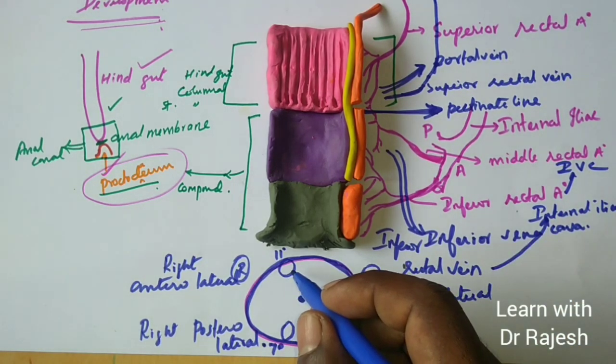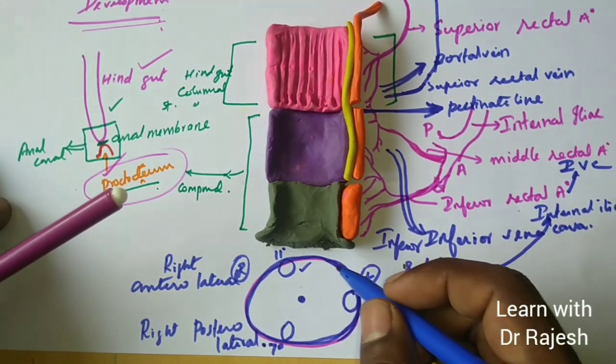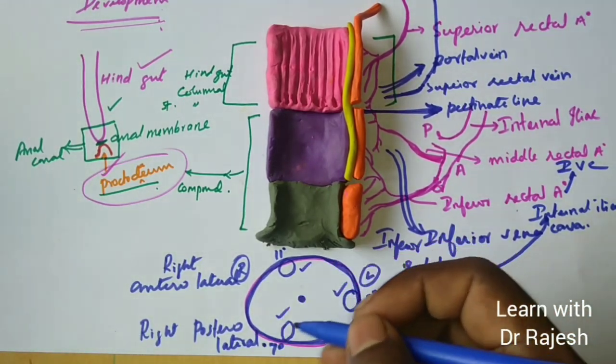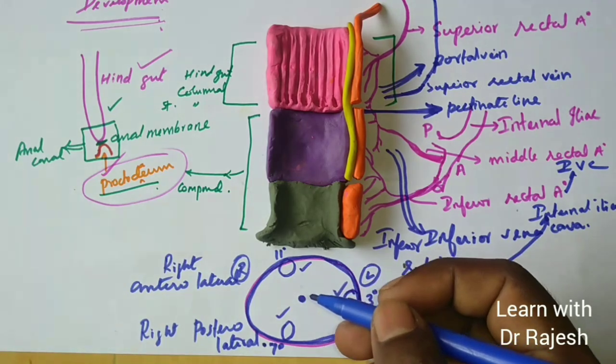So when we do a digital examination, we can find out the mucosal thickening, the submucosal thickening, which will have these internal hemorrhoids, if there are hemorrhoids.